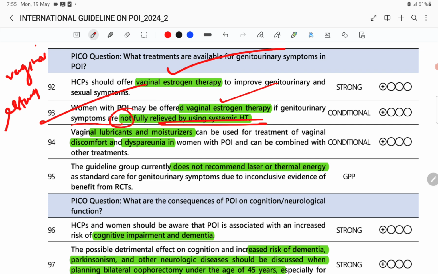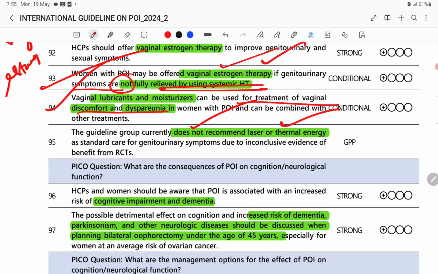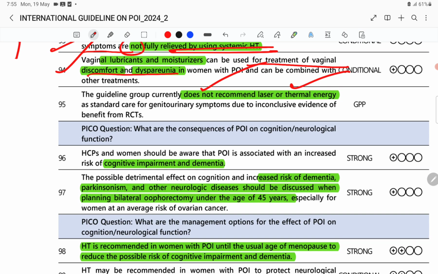If you started systemic hormonal replacement therapy, if not removed, then you go for vaginal estrogen therapy. Vaginal lubricant or moisturizer can be used for treatment of vaginal discomfort and dyspareunia. The guideline does not recommend laser or thermal energies for standard care of GUS.